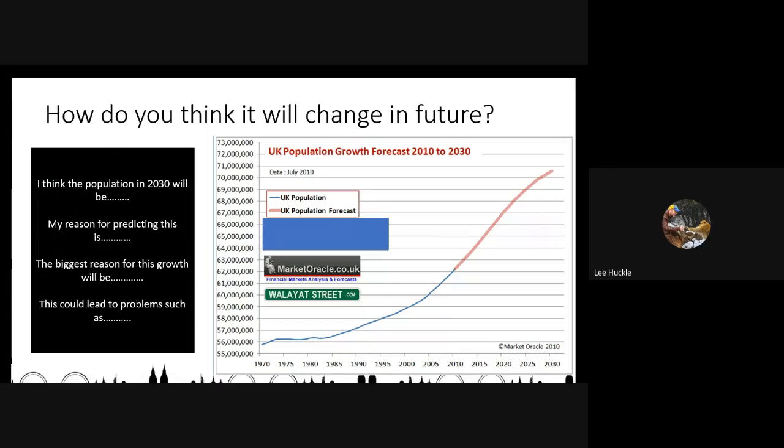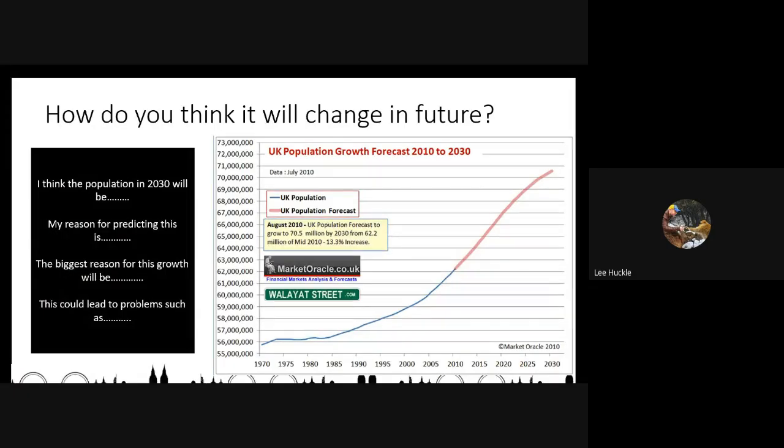Well, you'd have started by saying, I think the population in 2030 will be, you'd have put a prediction. My reason for this prediction is, so you're developing an explanation. The biggest reason for this growth will be, so narrowing it down to the biggest cause of population growth. And then thinking ahead, this could lead to problems such as.